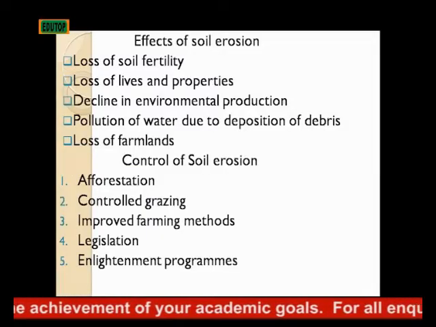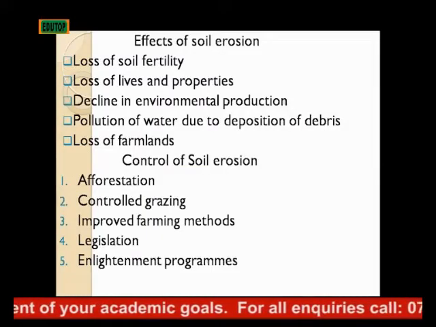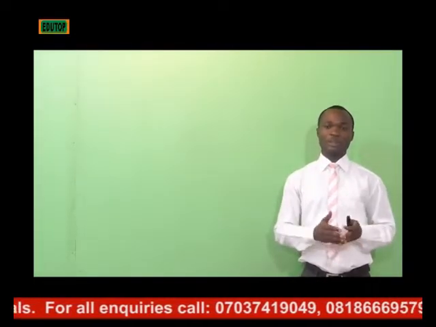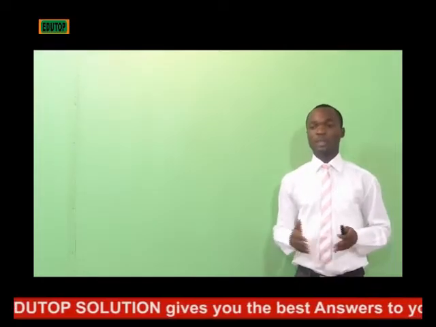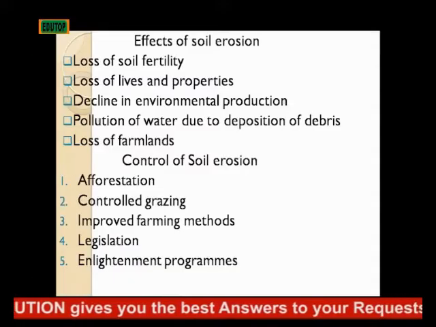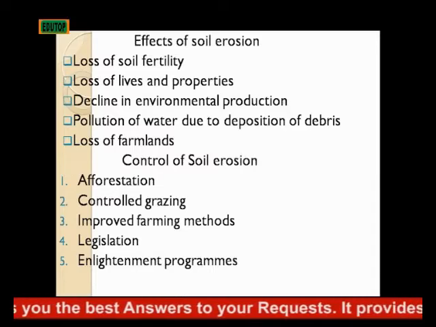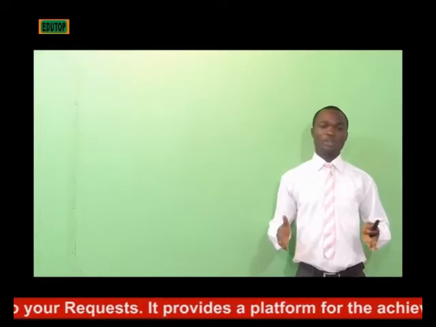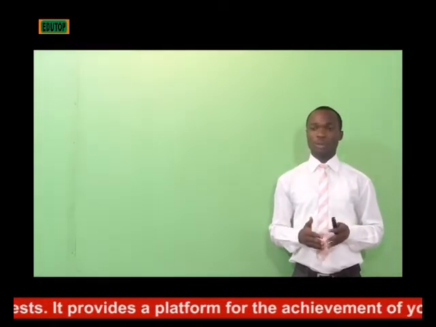There should be improved farming methods. Some farming methods which are so poor, like over-cultivating a particular piece of land, can lead to soil erosion. So, with improved farming methods like crop rotation, like shifting cultivation, soil erosion can in a way be controlled. And there should be strict legislation on illegal felling of trees and overgrazing, so that all this may be checked in order to control soil erosion.